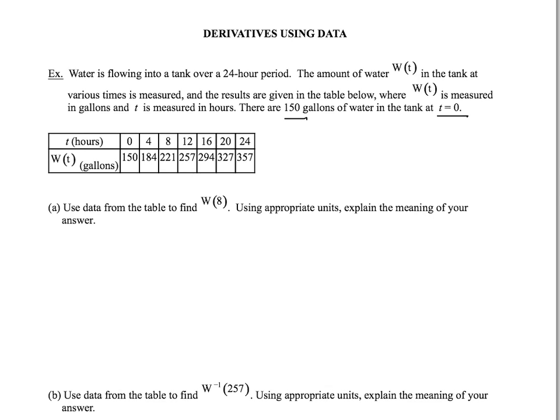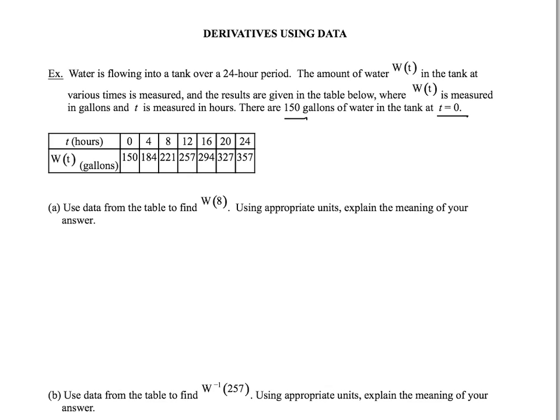So we may need to know that at some point, that at time equals 0, there are 150 gallons of water. It tells us right there at time equals 0, we start with 150 gallons. It's in the table too. Maybe they didn't start measuring until 5 hours in, but there's usually a reason that you're given that initial amount.